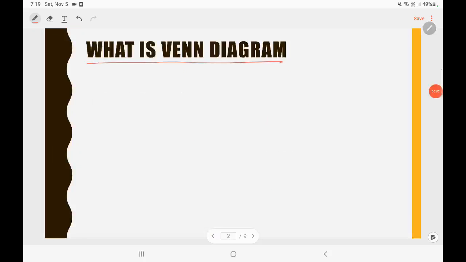So what is a Venn diagram? A Venn diagram is a diagram that is used to represent the combination of various sets of data. So if you are given different sets of data, in order to solve the questions on those data easily, you will represent them as a diagram. So this is known as a Venn diagram.